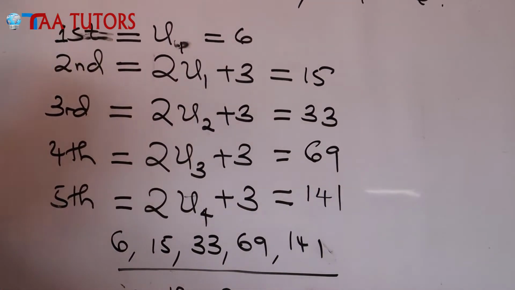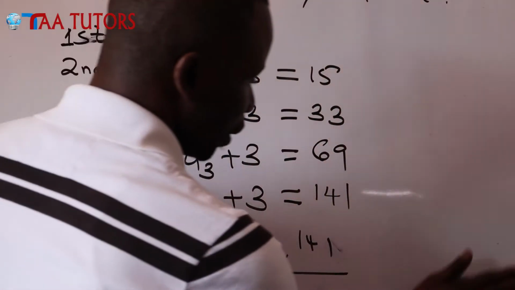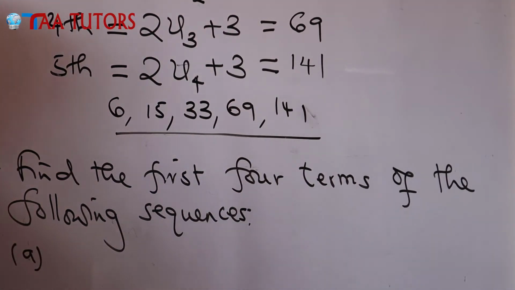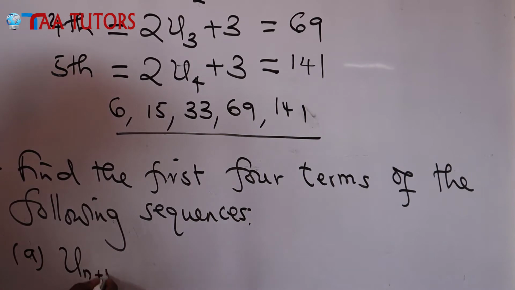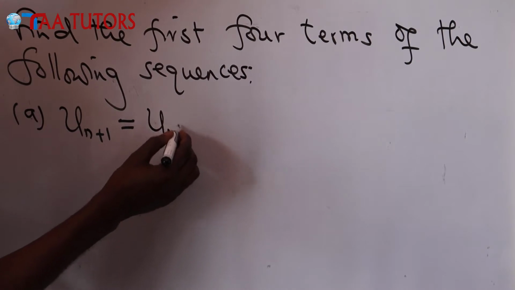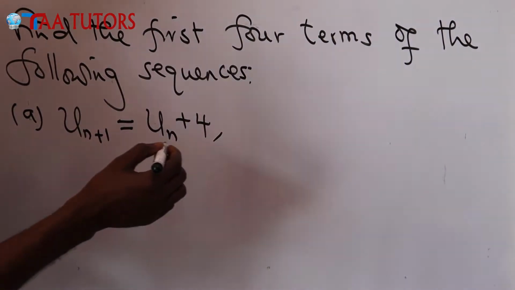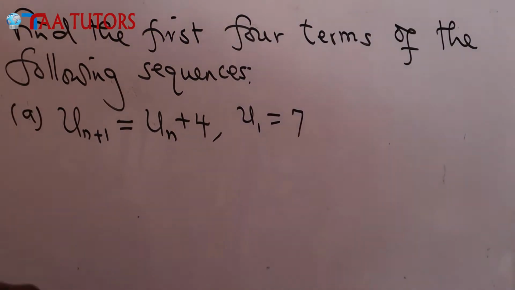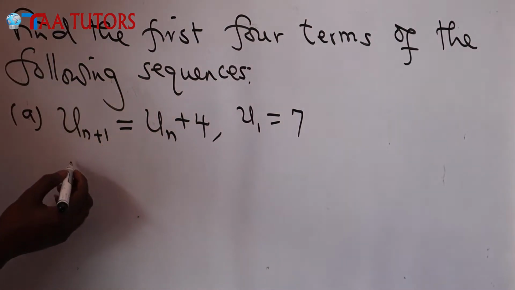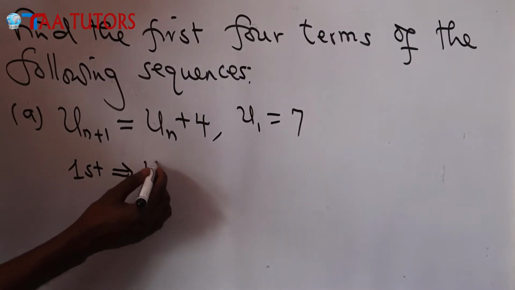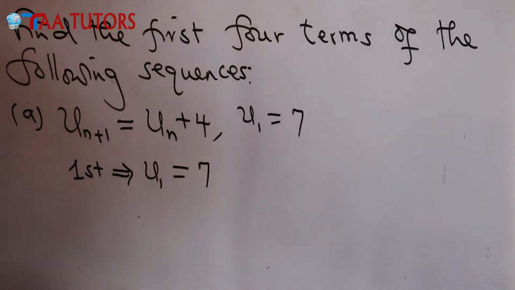So you see that actually it's not a big deal to find sequences. The first sequence here is un plus 1 equals un plus 4, comma, u1 equals 7. So here we have been given the function of the sequence. We need to get the first 4 terms. We know the first term here. The first term is given to us, which is u1 is equal to 7. So the first term is 7.